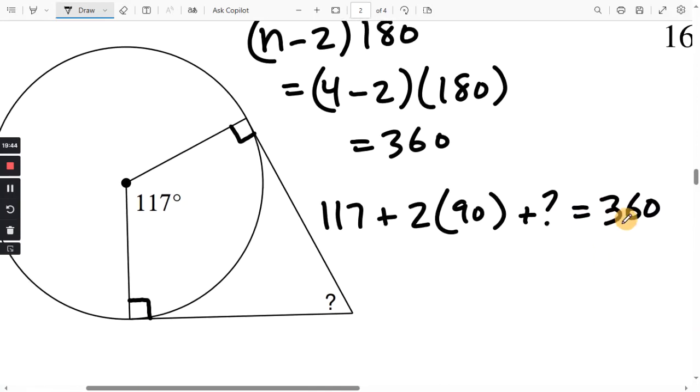And the truth is, there's a shortcut on this one. Okay, this will always be 90 and 90. So if you have a tangent angle and a central angle, these two added together will always equal 180 if they intercept the same arc.